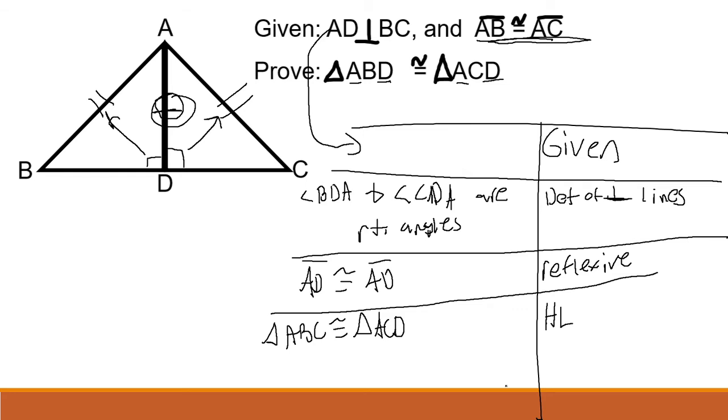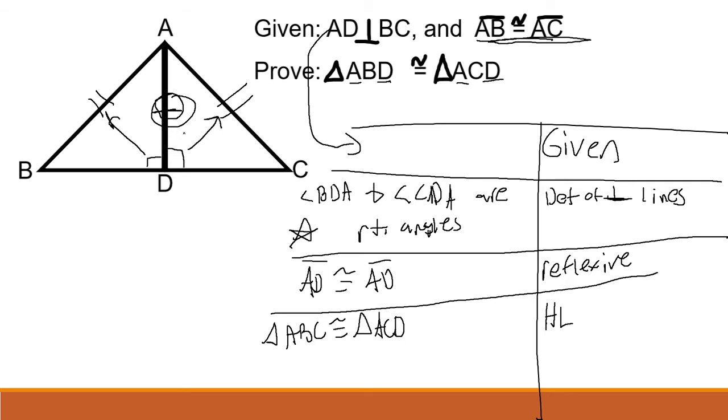So I know that they're both right triangles. I know that the hypotenuses are congruent. I know that they share a leg that's congruent to itself. So HL works in that case. Not the only way I could have done this, by the way, but probably the easiest way of going about it. But again, it was dependent on me getting right angles first.